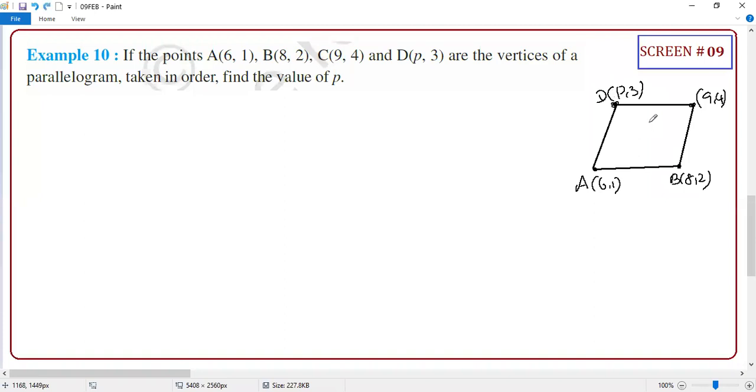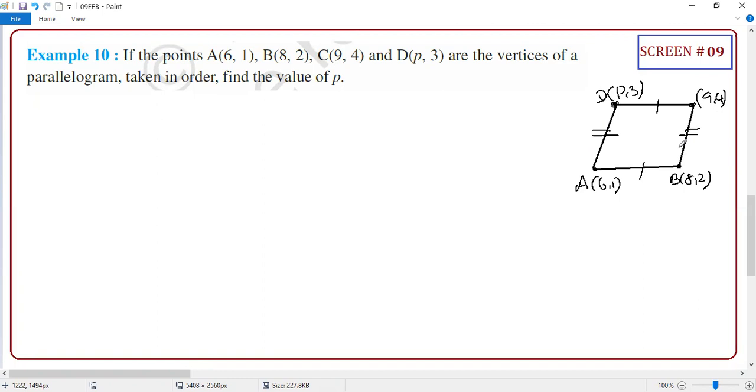Clear or not? I know one easy technique. One easy technique is what? You can find the distance here using the distance formula, and find the distance. These two distances are equal. Correct or not? These two distances are equal. But if you go that way, it's tedious.